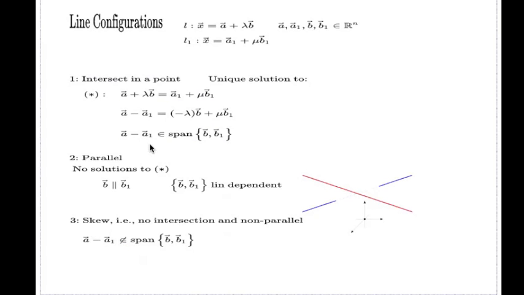Intersect is equivalent to this, the difference being in the span. So if they do not intersect, the difference is not in the span. That is the first negative statement. The second negative statement is that this is also not true. So in fact, these vectors, b1 and b2, are linearly independent this time. That's how you can classify this third possibility, that the lines are skew: when the difference of position vectors doesn't belong to the span, and when the vectors b and b1 are linearly independent.